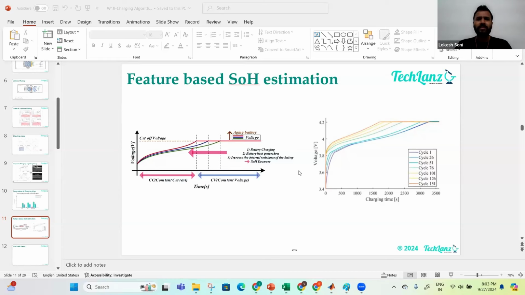Now, why do we have so many types of algorithms? Why do we try so many things? Different cell chemistries are coming. Different use cases are there. Drive cycles of the vehicles, the use cases of the battery.